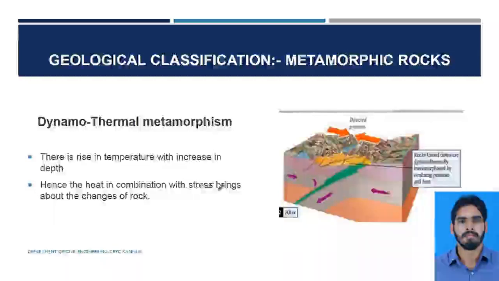Hence, the heat in combination with the stress brings about the changes of rocks. There will be heat in combination with some internal stress. Stress is an internal phenomenon. Rocks forced down are dynamothermally metamorphosed by confining pressure and heat. Due to the confining pressure, which acts as a stress, there will be a metamorphism. That is known as dynamothermal metamorphism.